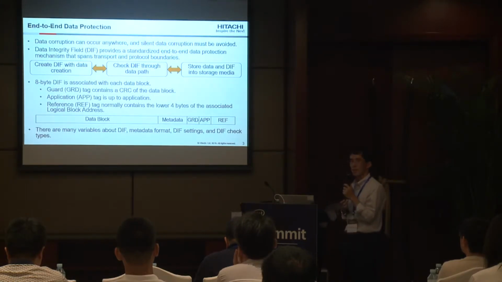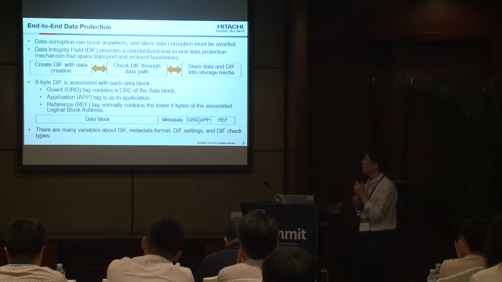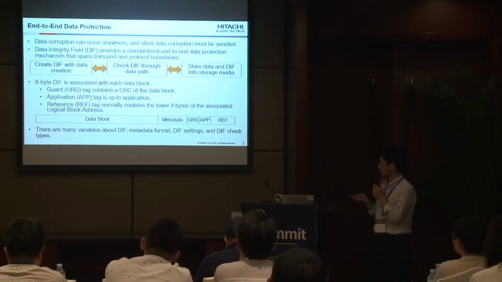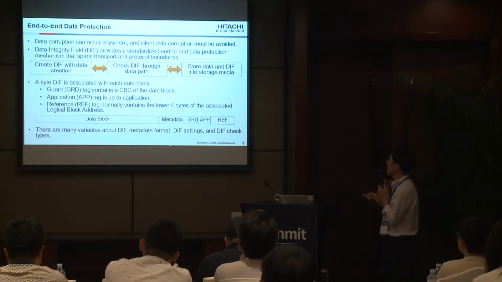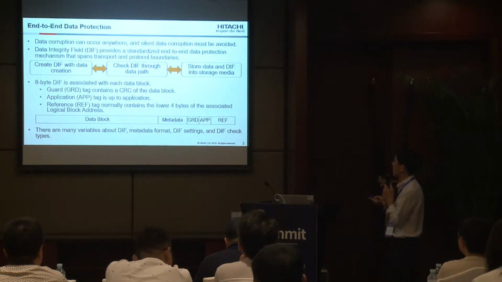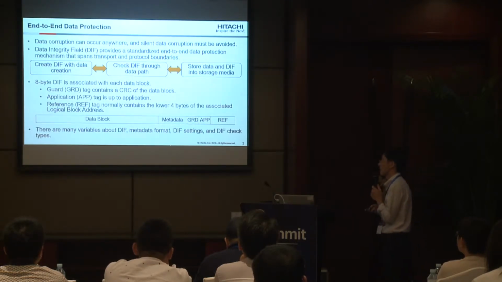How to use DIF is, at first, the application creates DIF at data creation, and intermediate layers can check DIF when data is transferred through them, and the target device can have data and DIF and do a final check before storing them into the storage media.